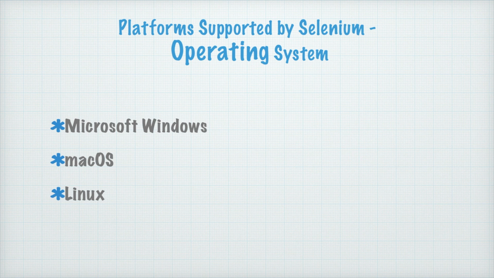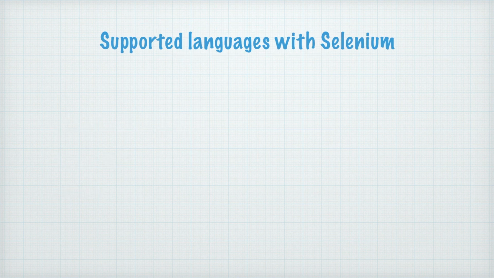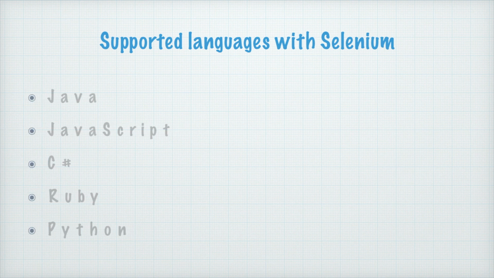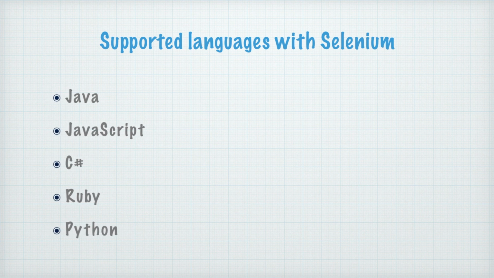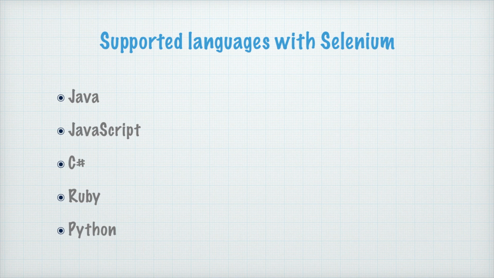Now let's see what are the languages supported by Selenium. We will use Selenium to automate our browser, but for that we need to write some code. To write the code, we need to use some sort of programming language. Right now, Selenium supports a lot of programming languages.